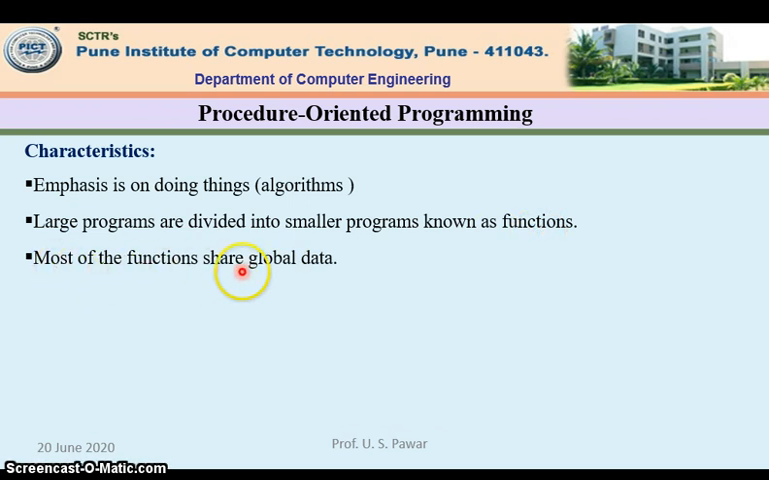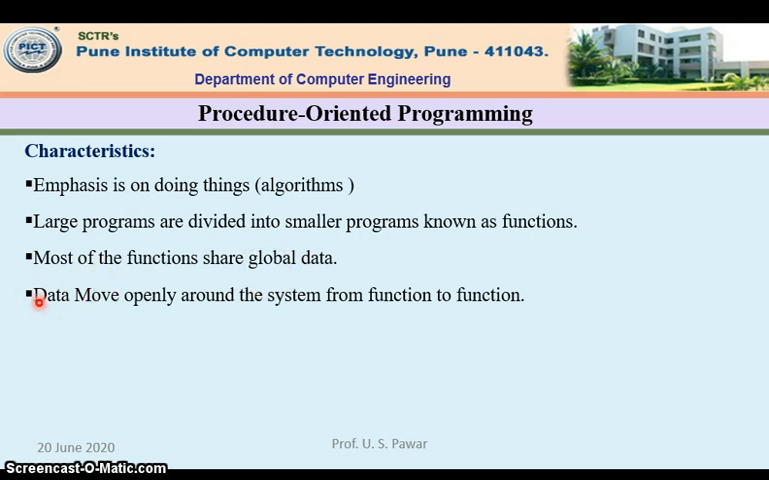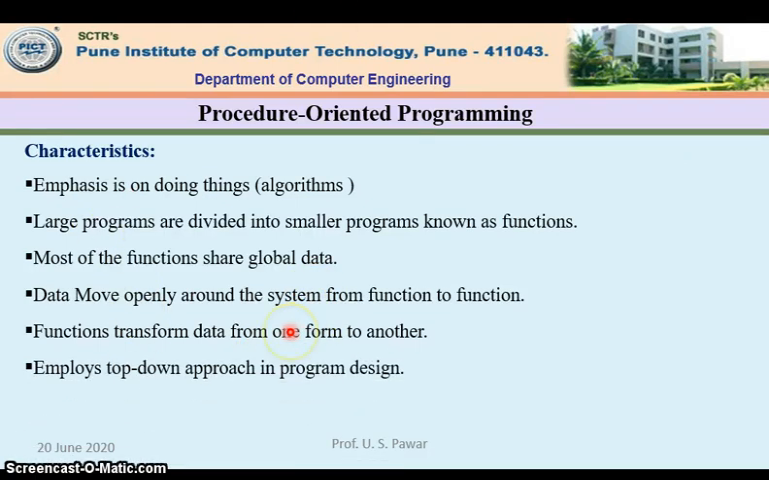Most of the functions share global data, right, which leads to insecurity of the data. The next characteristic of POP is that data can easily be moved openly around the system from one function to another function, right, as we provide the interface for the functions. Functions transform the data from one form to another. So this is somewhat similar to what we saw in the previous characteristic.